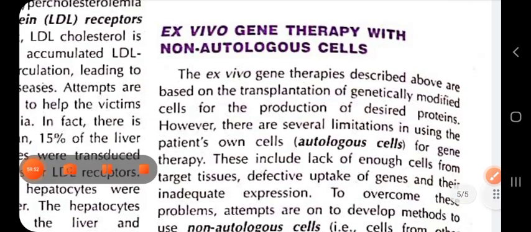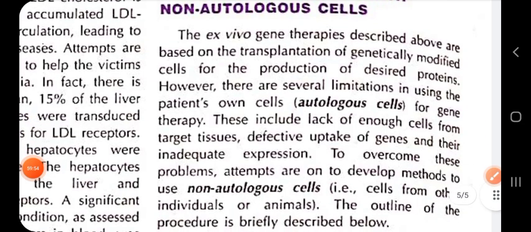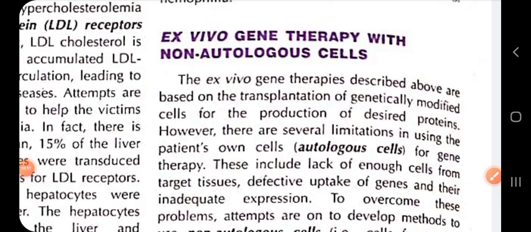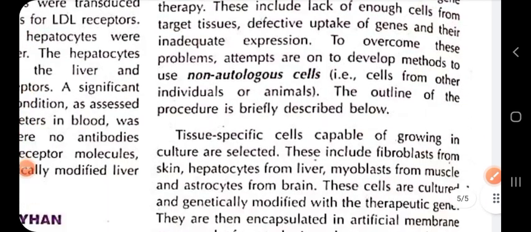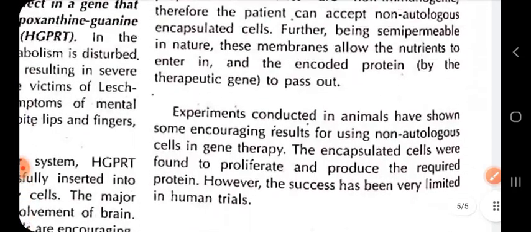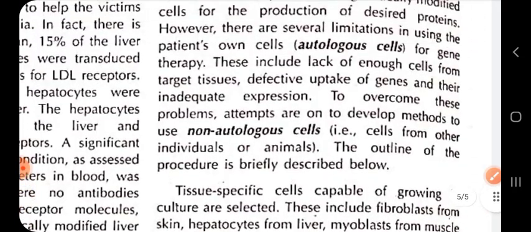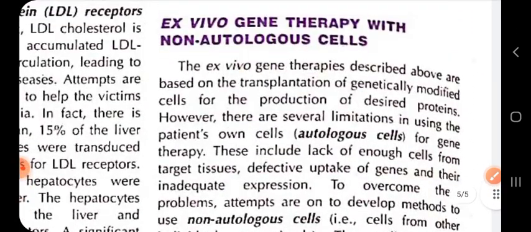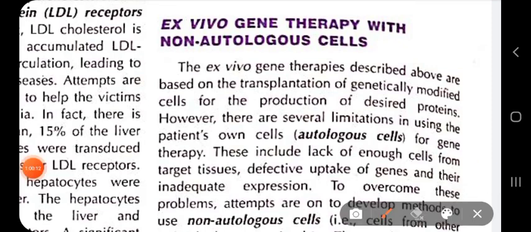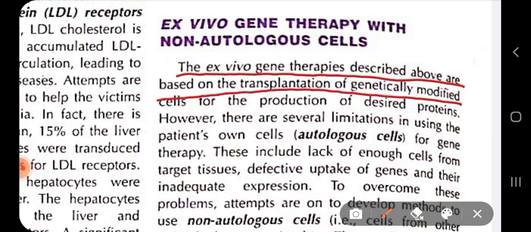Now what can I say about this. It is saying gene therapy with non-autologous cells. So ex vivo gene therapy with non-autologous cells. Non-autologous cells means cells from other sources, by using other species' cells actually. So it is saying here that the ex vivo gene therapies described above are based on the transplantation of genetically modified cells for the production of desirable proteins.